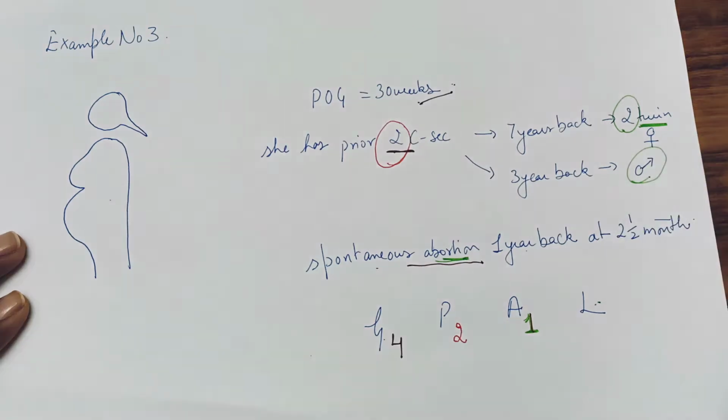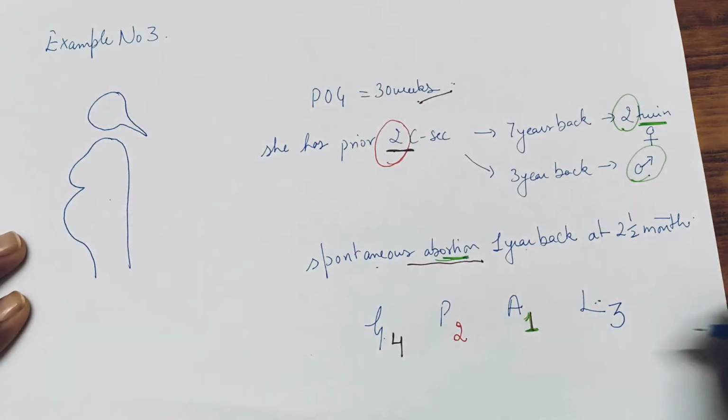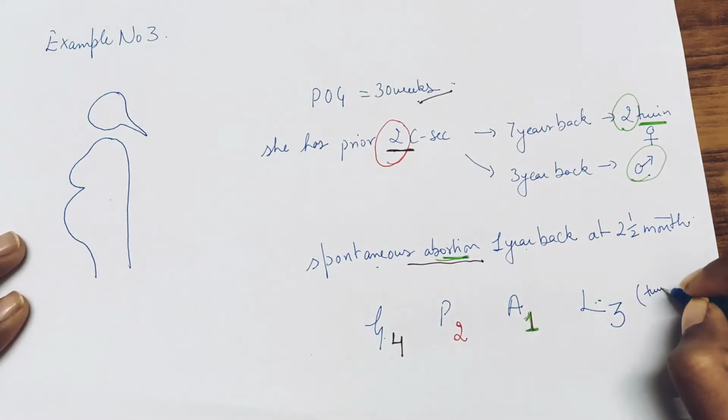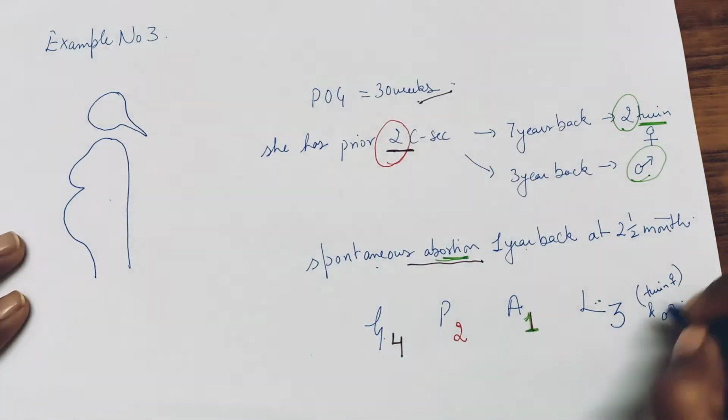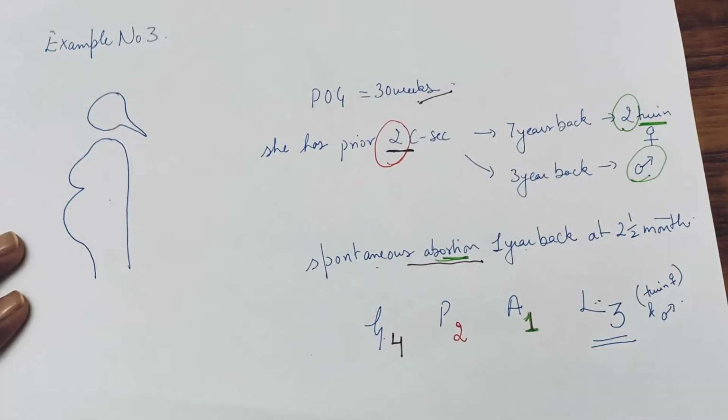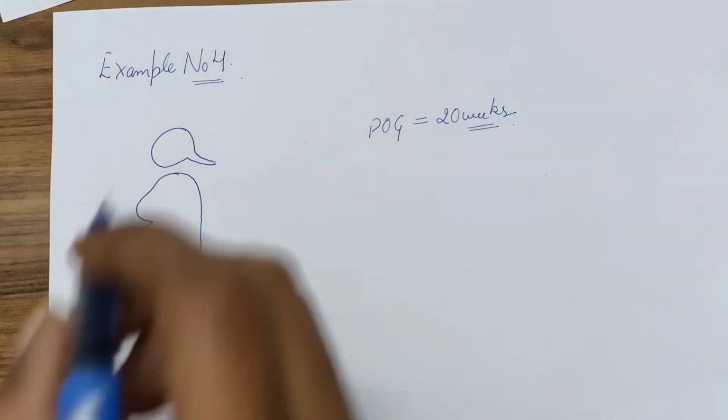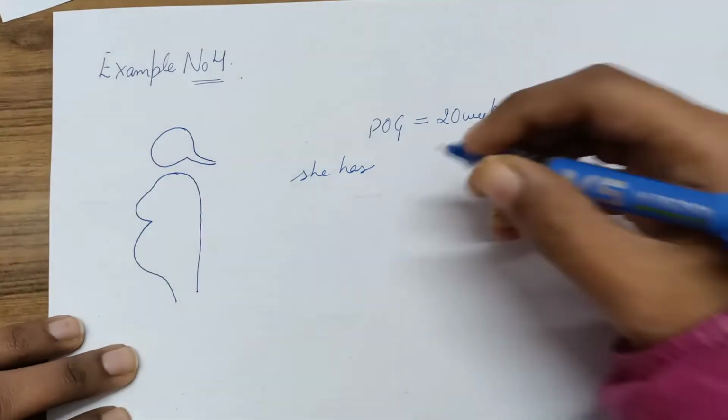Now how many live births? From one cesarean section she had twins, from the other a male. So her total live births were 3. Though her parity was 2, her live births were 3.